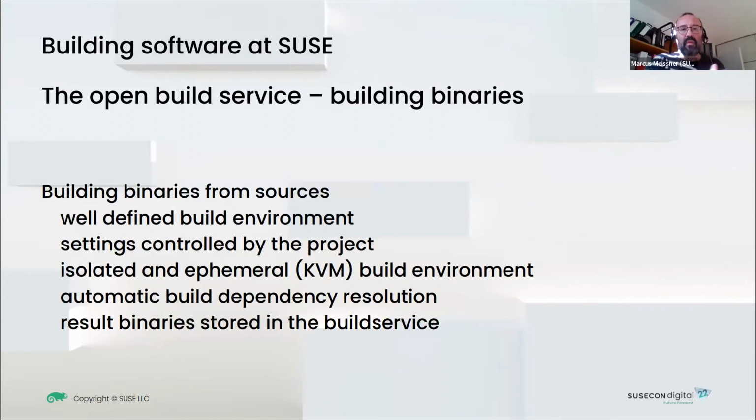So, building binaries: the build service has a set of workers. Basically, every one of them is a specific machine that spins up worker KVM instances, builds the package and discards the KVM instance afterwards. So it's isolated, ephemeral, also scripted build, so there's no human interaction. A source check-in triggers the internal scheduling, and the internal scheduler distributes the builds to these workers, including, of course, automatic dependency resolution.